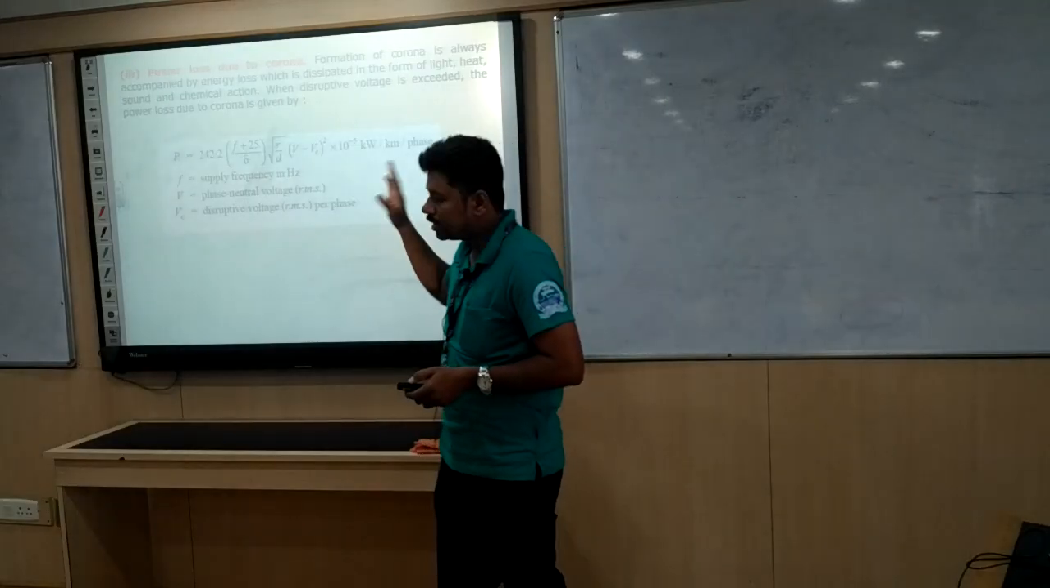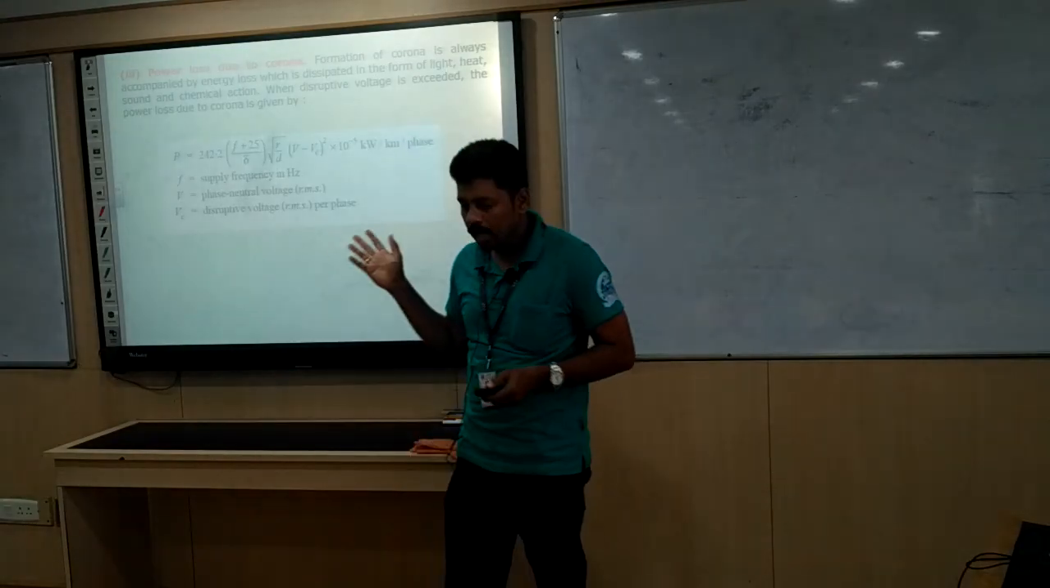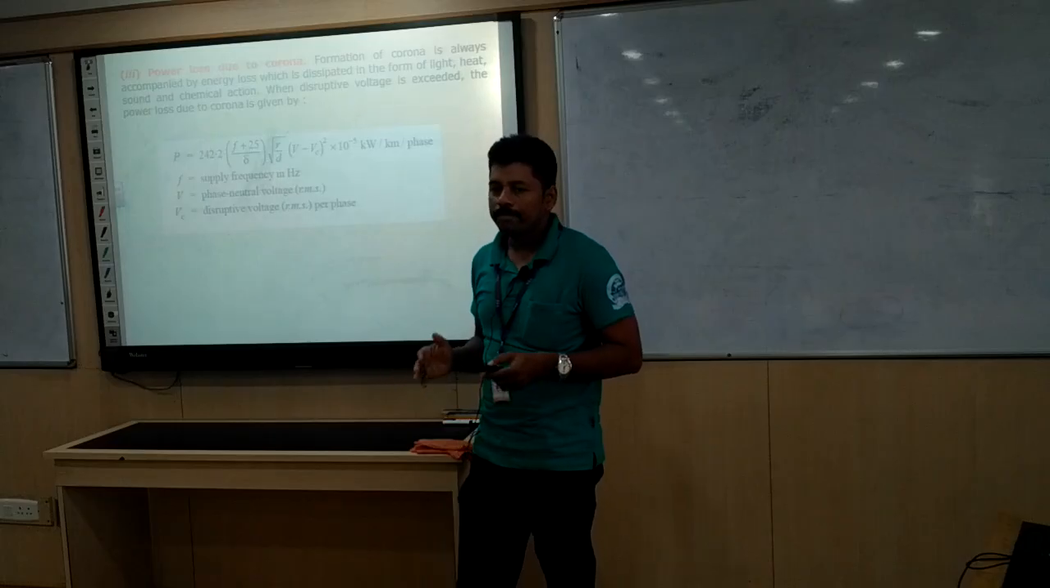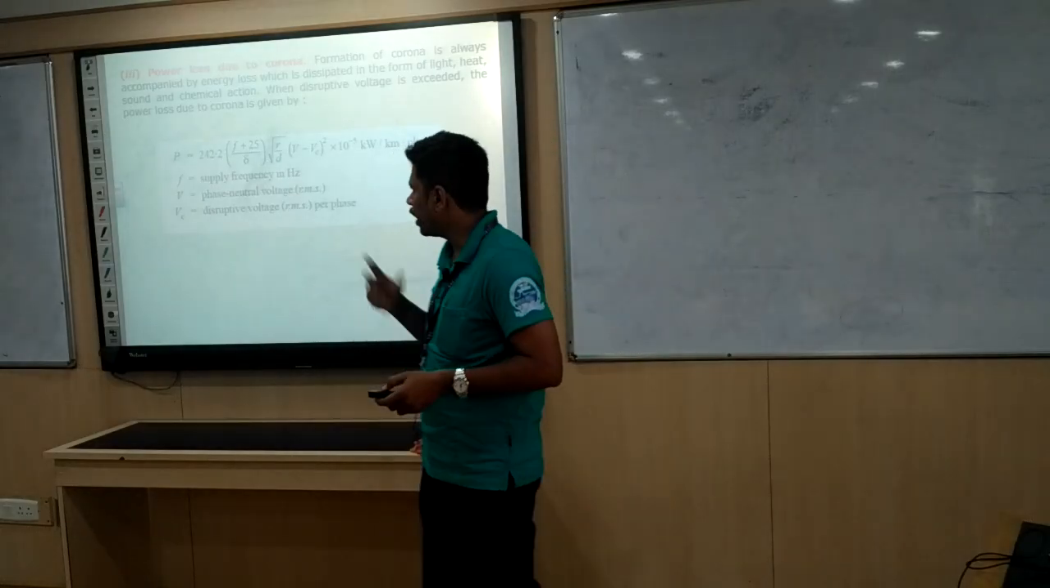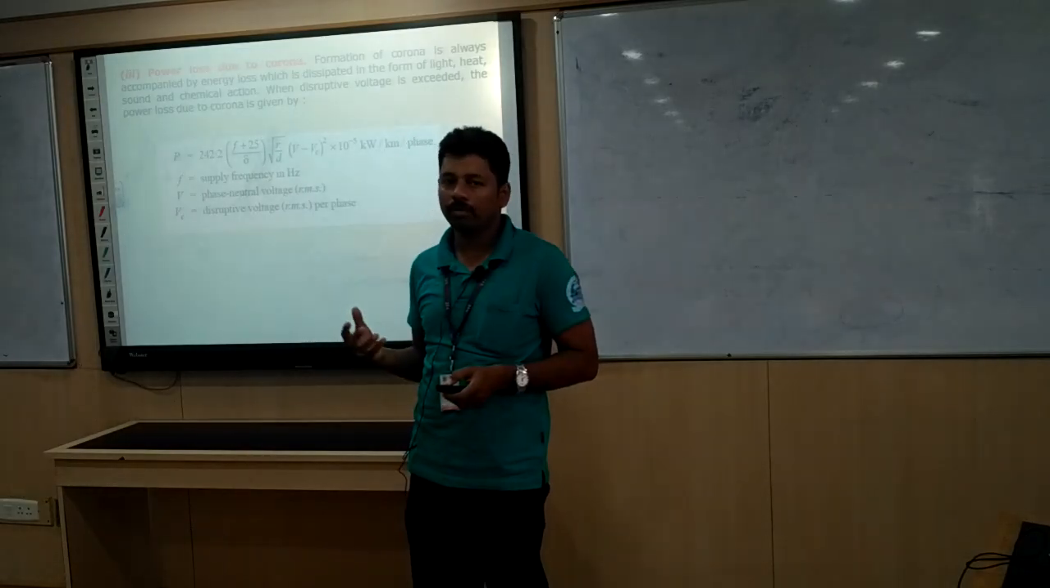So this is the formula, an empirical formula. All these three formulas, visual critical, critical disruptive and power formulas, there is no need to go for the derivation. All these are empirical formulas, we just have to take them as they are. These formulas are based on the experience and practice of power engineers.